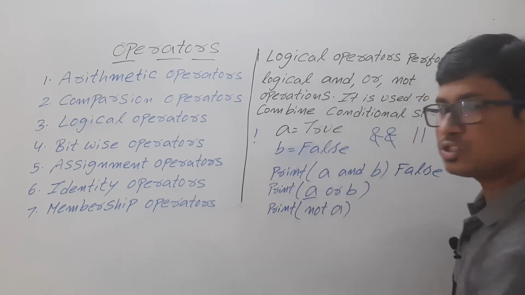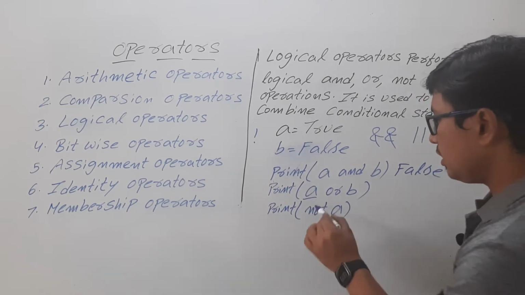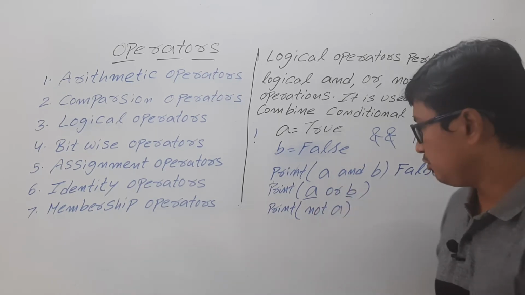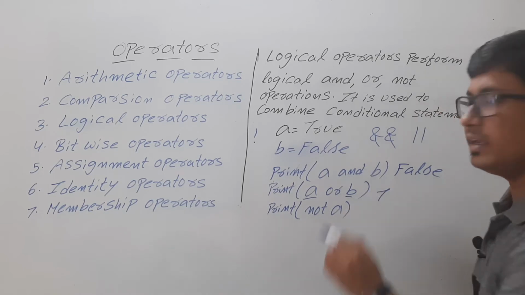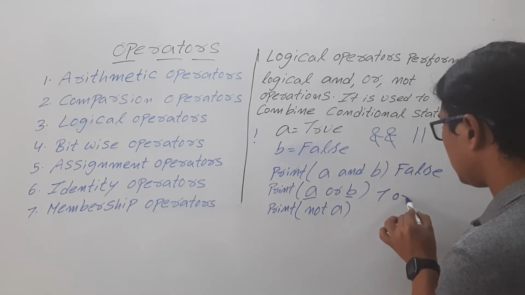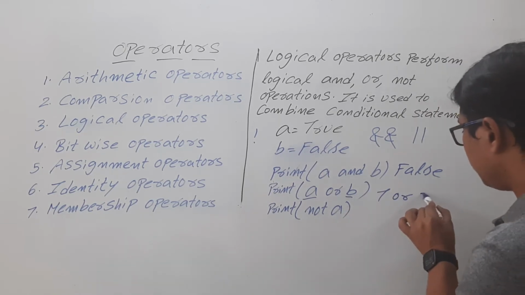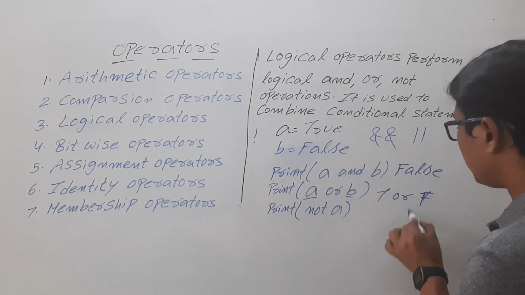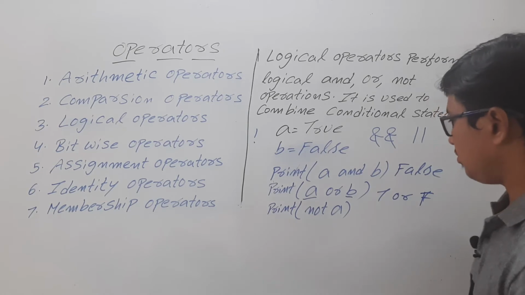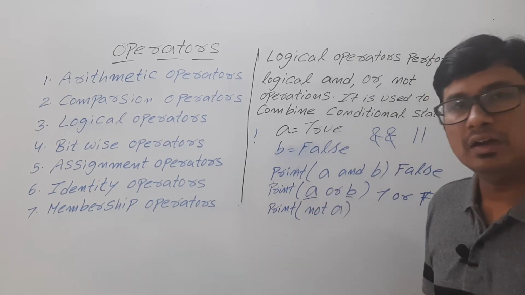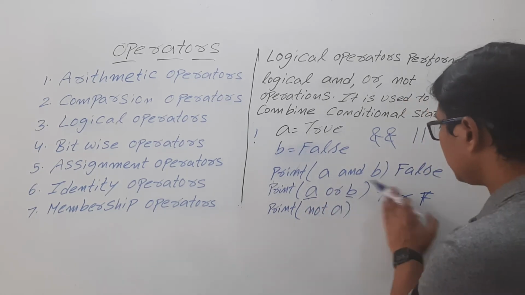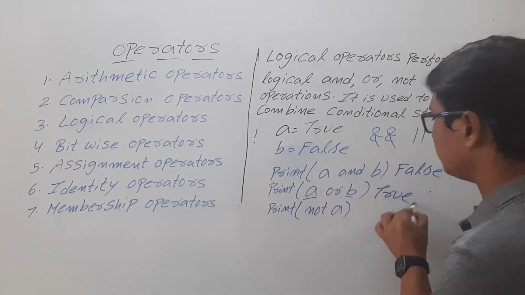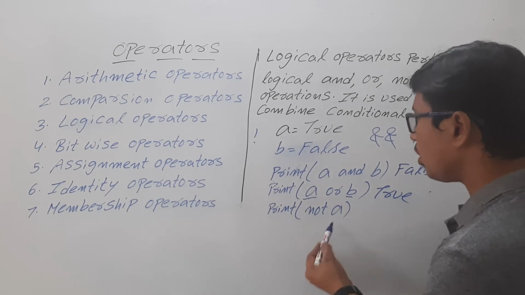Now as this is true, it does not depend on whether B is true or false. Look here, A is true, logical OR B. Whether B is true, the entire condition will be true. Even if B is false, the entire condition will be true. So whenever the first condition is true, it will not evaluate the second condition and it will display the output as true for you. Now look at this one, not A.